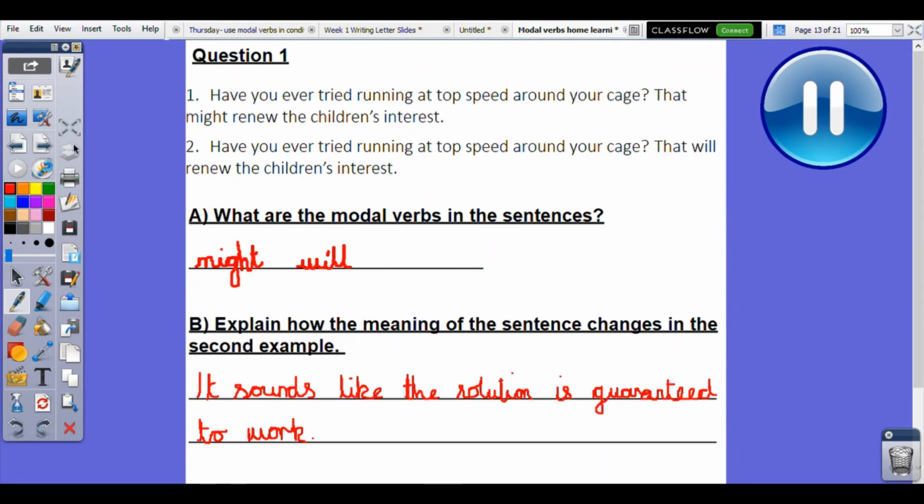So you might have phrased your answers to part B slightly differently, but if you got the general meaning matching, then I'm happy for you to tick your answer. If you're not sure, then please upload onto Seesaw and someone will be able to feed back to you. So the modal verbs in sentences 1 and 2 on question 1 were might and will. So well done if you got those. And B, explain how the meaning of a sentence changes. So it sounds like the solution is guaranteed to work in the second sentence. Will is high modality compared to might.